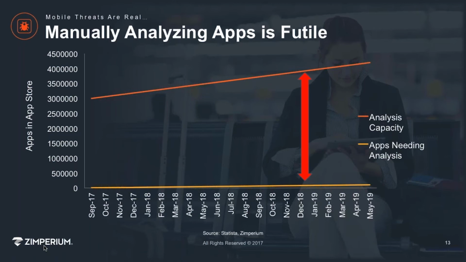The ability to analyze is the bottom one. That's how many we can actually do. Whereas the top bar, with the growth, starting with that 3 million, but with the growth of, I think it's about 6,000 apps per day going into there, that gap is what needs to be investigated.